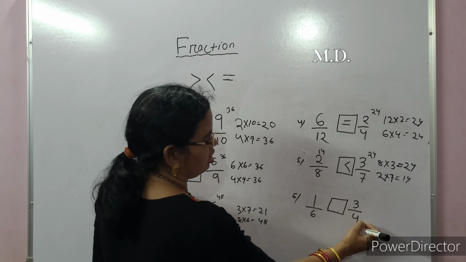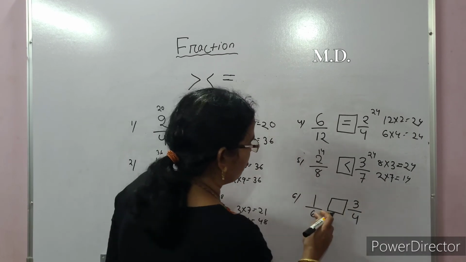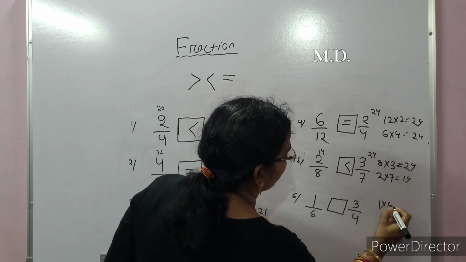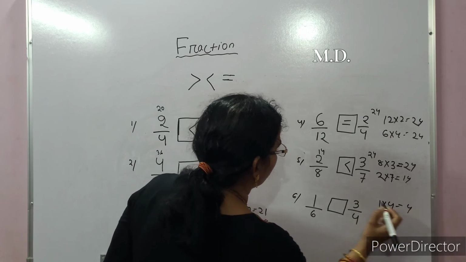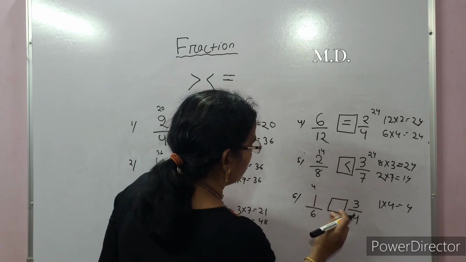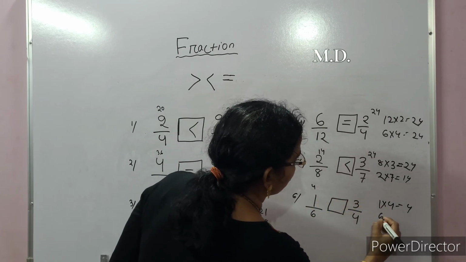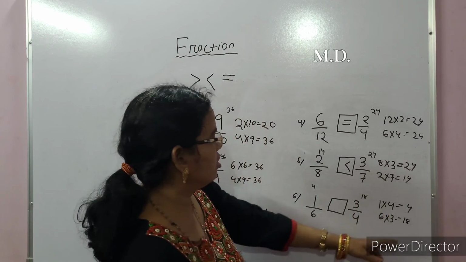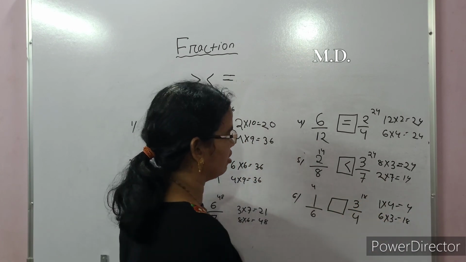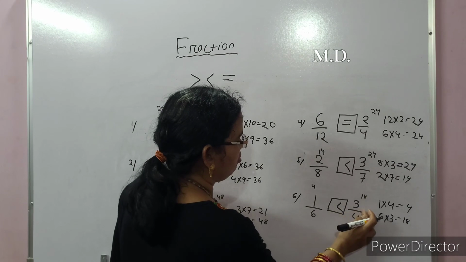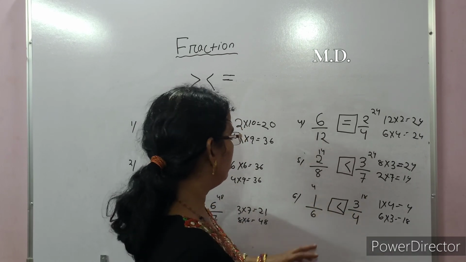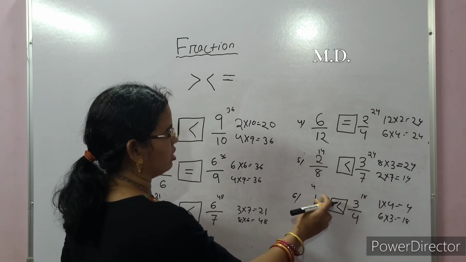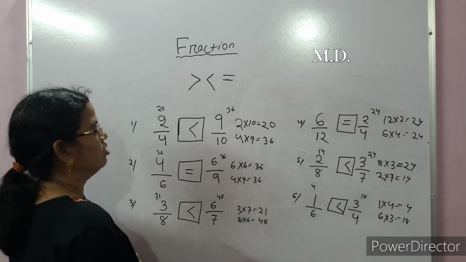1 bar 6, 3 bar 4. Which is greater? Cross multiplication. 1 into 4 is equal to 4. 6 into 3 is equal to 18. Which is greater, 4 or 18? 18 is greater. So 3 bar 4 is greater than 1 bar 6.